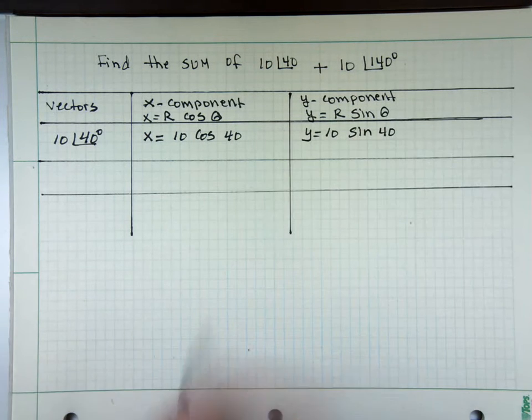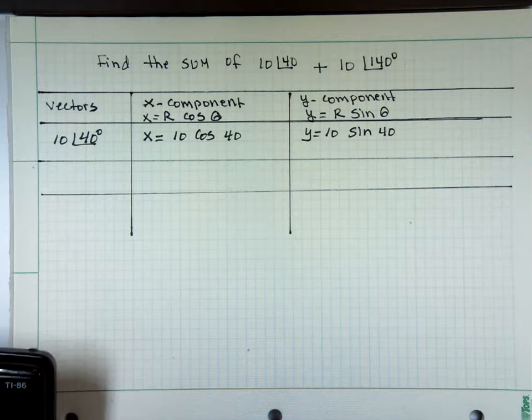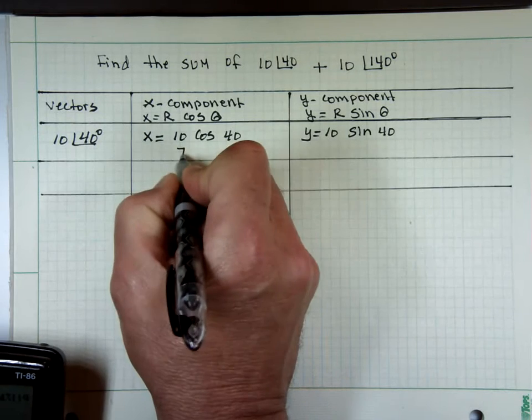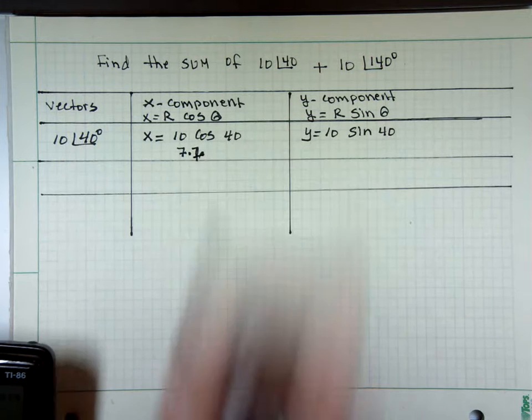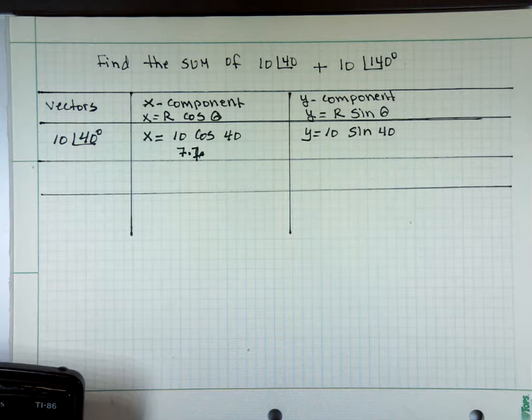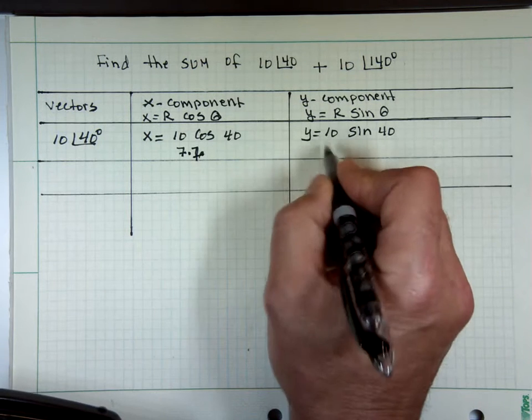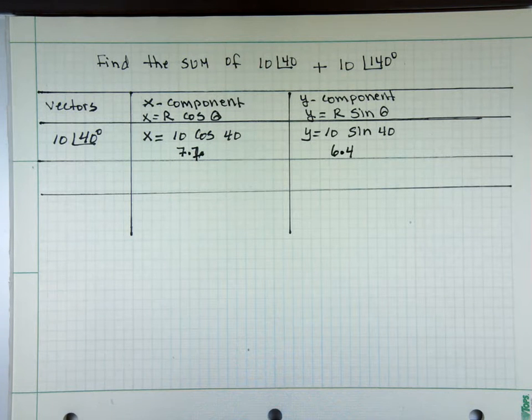I'm going to round my answer to one decimal place just to make my life easy there. 10 cosine 40 is 7.66, so that's 7.7. The y value is 10 sine of 40. I got 6.4. Is that what you got? Make sure you're getting the same numbers. I do have a habit of making mistakes with the calculator.